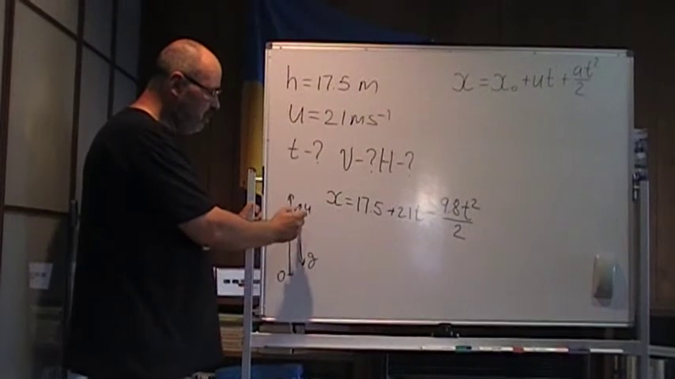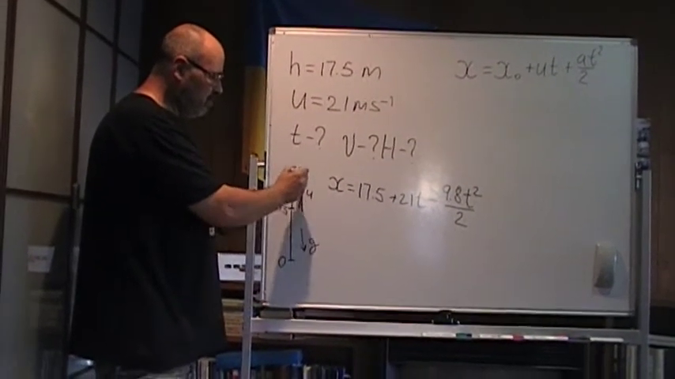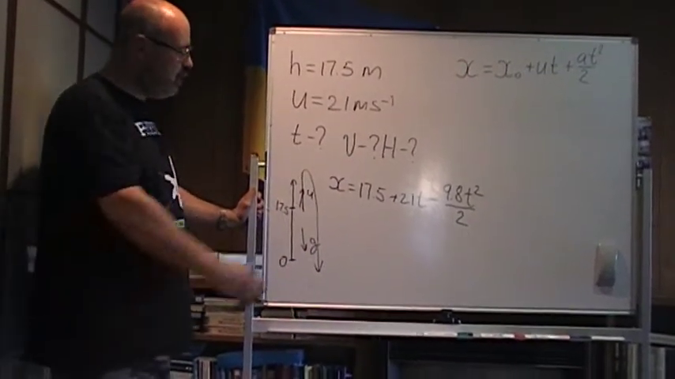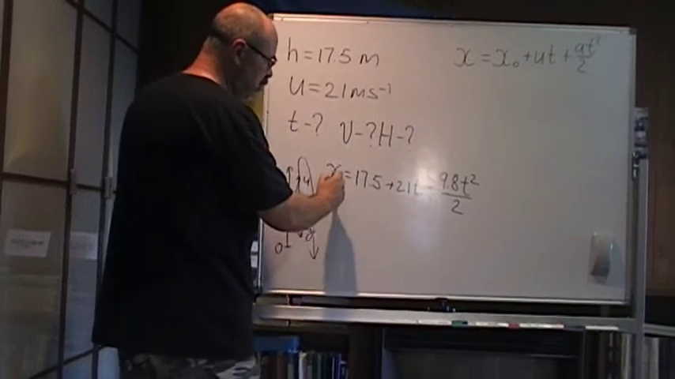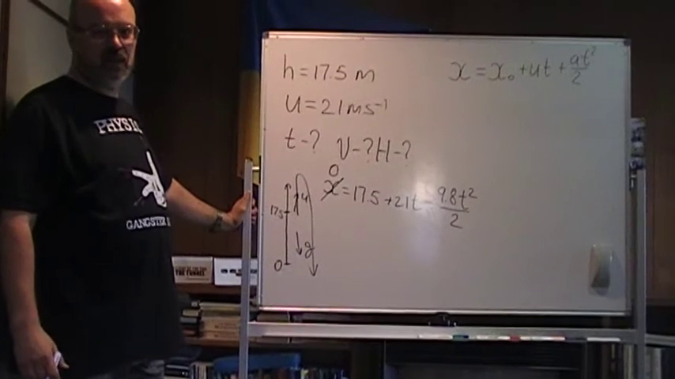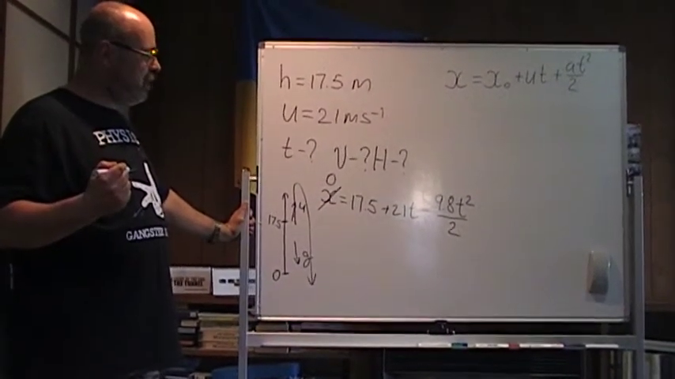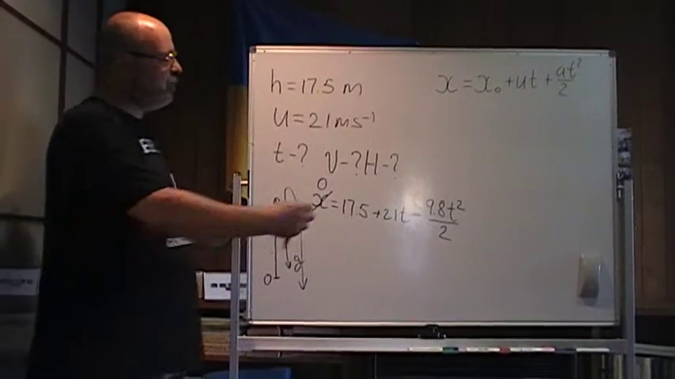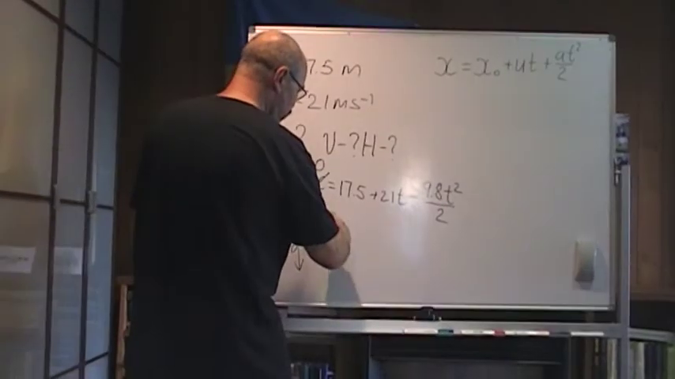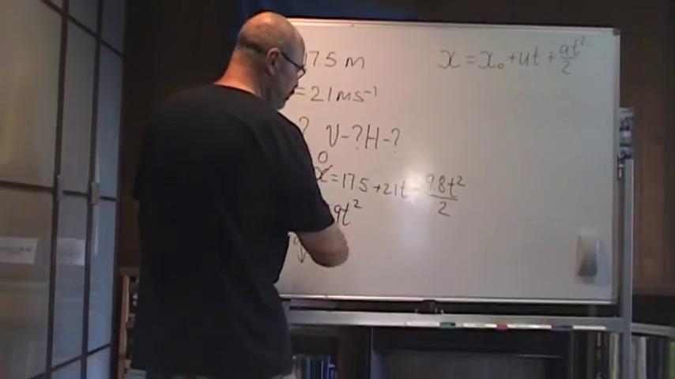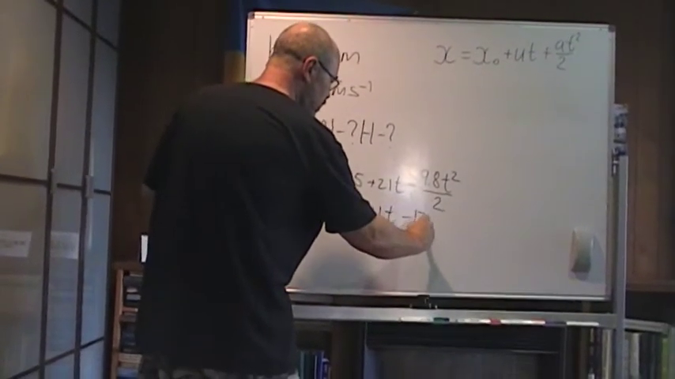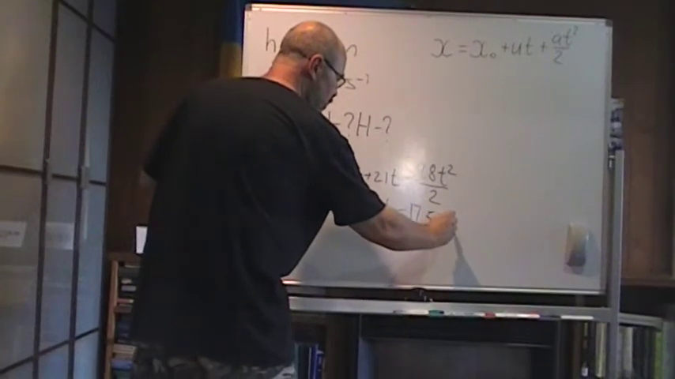When it hits the ground, after going up and then coming down, its position becomes 0. So we need to substitute 0 here and solve this as a quadratic equation. When you solve a quadratic equation, it is best to rewrite it with a positive squared term. So let's rewrite it as 4.9 t squared minus 21t minus 17.5 equals 0.